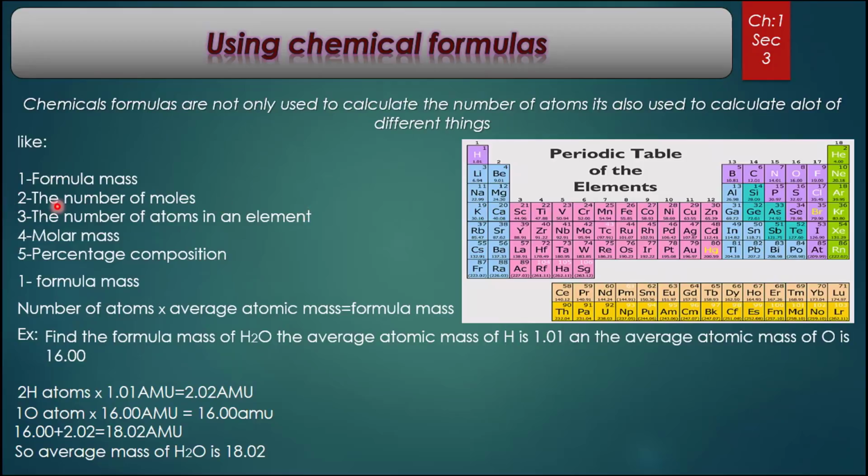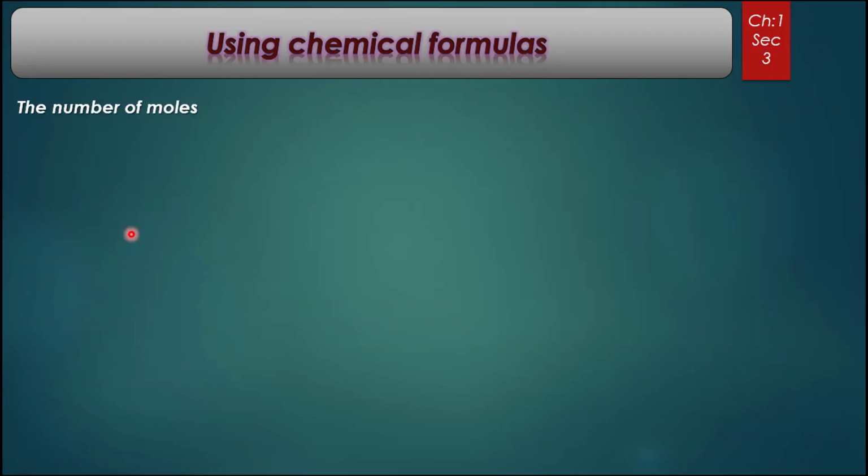Okay, so the second one is the mole, as you see here. So we will be starting with the number of moles second. How to find the number of moles? The number of atoms divided by 6.022 times 10 to the power of 23. This is going to give you the number of moles in any chemical formula. So if you have the number of atoms, you can simply find the number of moles. This is a formula to find the number of moles, like the formula mass.